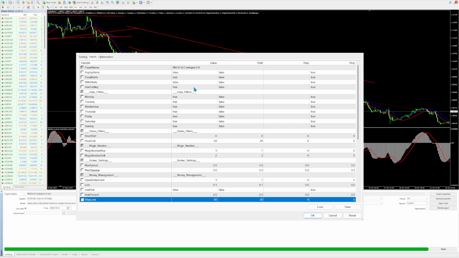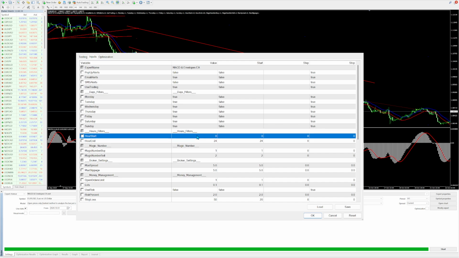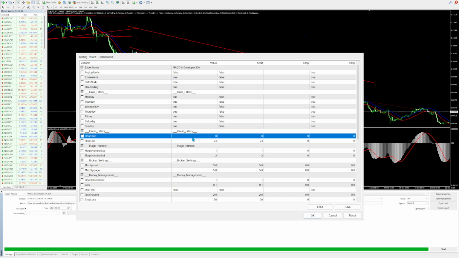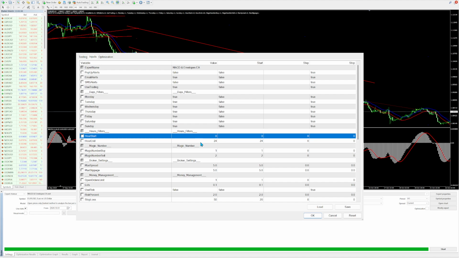Days filter is self-explanatory. That's the days that the EA can look for trades. Hours filter, again, self-explanatory. This is based on UTC time. So if you want to trade just when the London and New York sessions are open, for example, if you're trading a pound or dollar based pair or euro even, or if perhaps you want to trade during the Asian session when it's quieter and look for some scalping trades, just up to you and your own trading style.